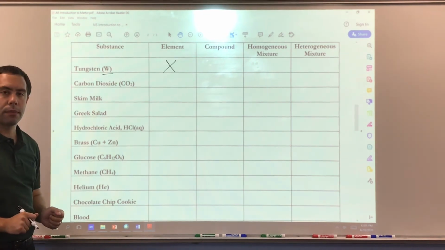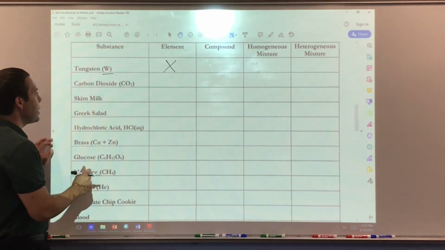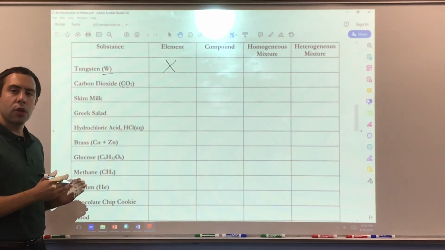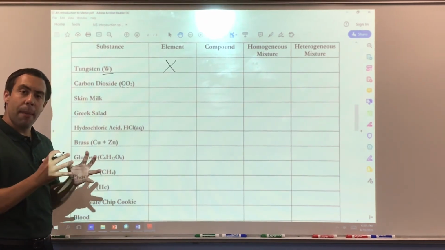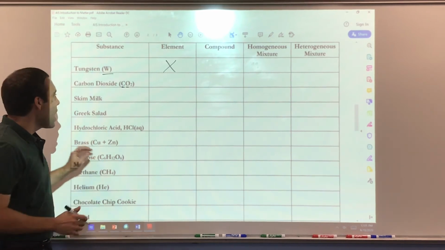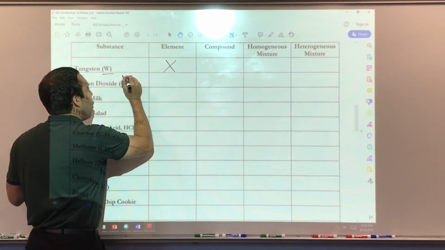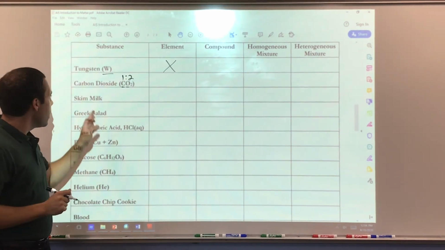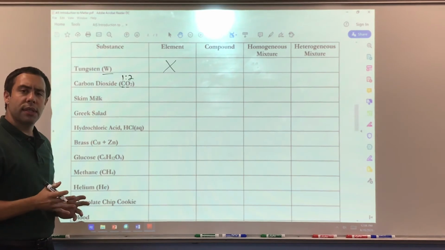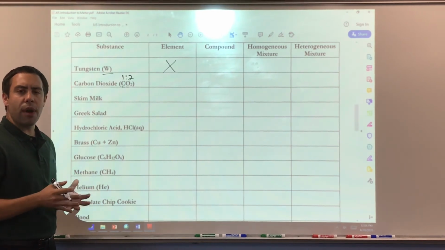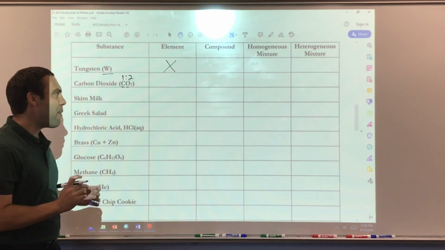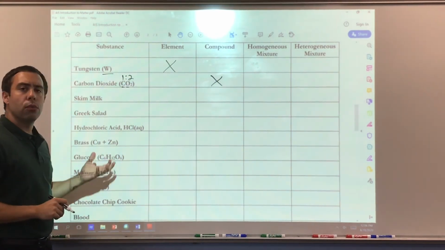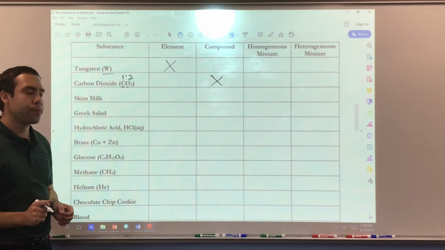Tungsten's an element. For the second one, carbon dioxide, represented by CO2, we have two different elements, carbon and oxygen. Chemically combined, they're together in a fixed proportion. It's a 1 carbon to 2 oxygen ratio. So 2 or more different elements chemically combined in fixed proportion, that's the definition of a compound. So CO2, or carbon dioxide, is a compound.